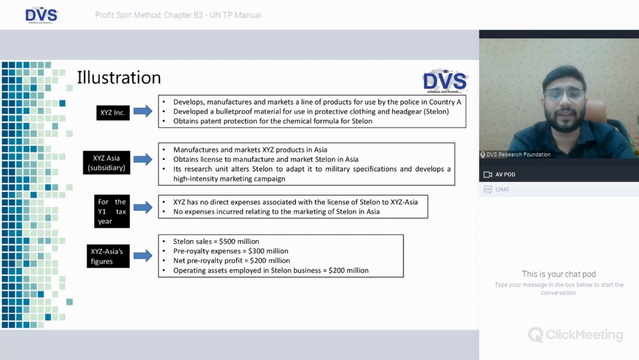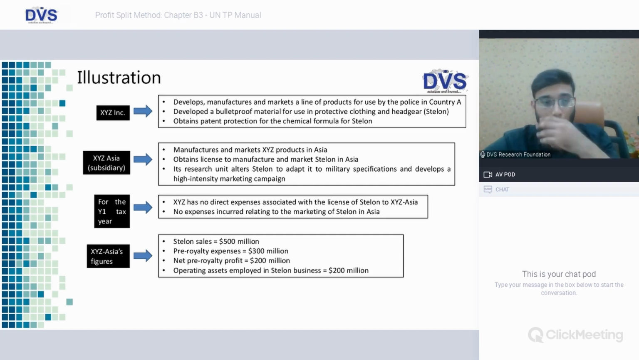Illustration: XYZ Inc. develops, manufactures, and markets a line of products for use by the police in country A. Second, it developed a bulletproof material for use in protective clothing and headgear, that is Stellon, and obtains patent protection for the chemical formula for Stellon. Now, XYZ Asia, which is a subsidiary of XYZ Inc., manufactures and markets XYZ products in Asia, and obtains a license to manufacture and market Stellon in Asia. Its research unit alters Stellon to adapt it to military specification and develops a high intensity marketing campaign. So these are the functions performed by XYZ Asia.